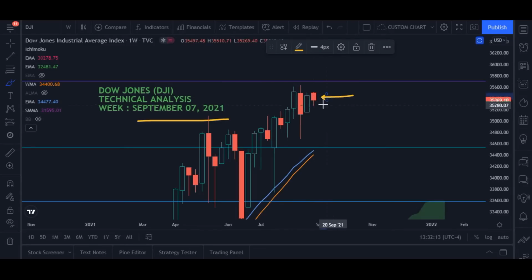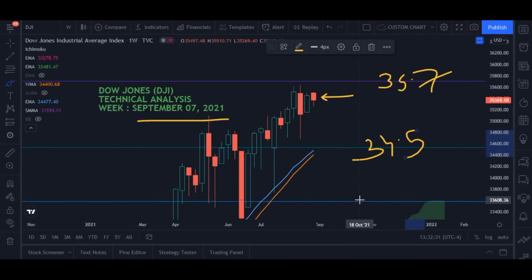Now, if we talk about the support and resistances here, we have our resistance at 35,700. This is the critical resistance, 35,700. Then we have very good support here at 34,500, and then another support. You can say that this is the critical support here at 33,600. The support and resistances have been the same for the last 4 or 5 months.